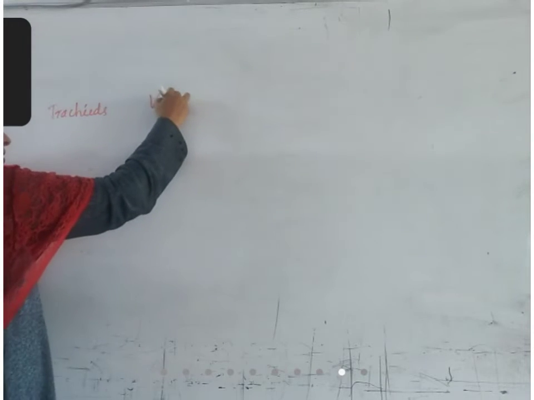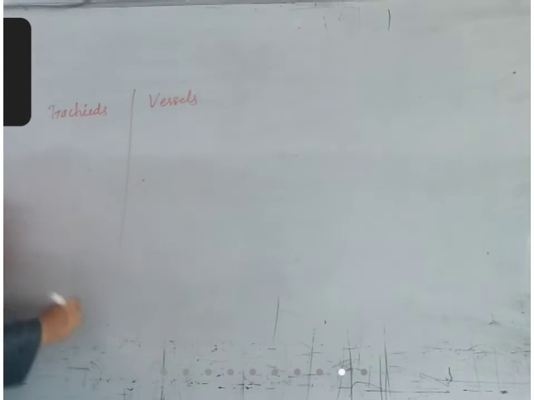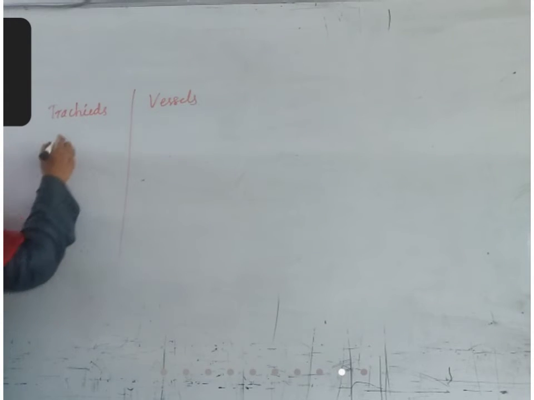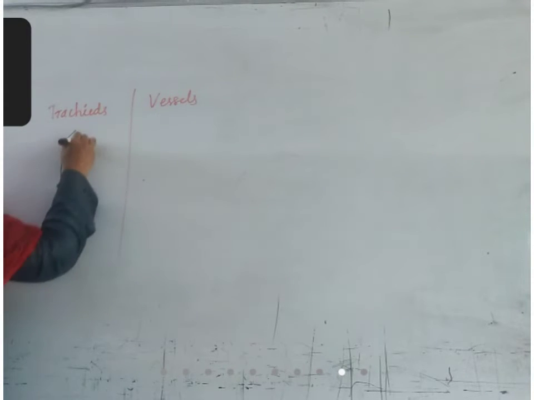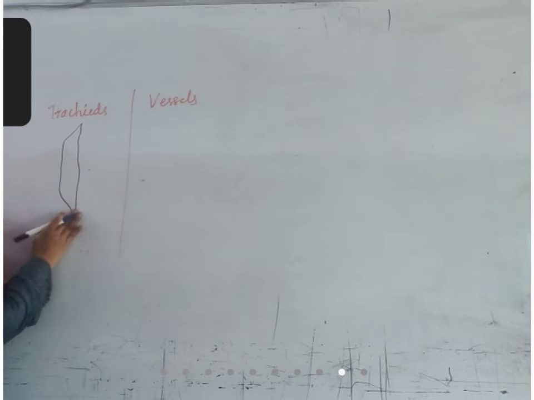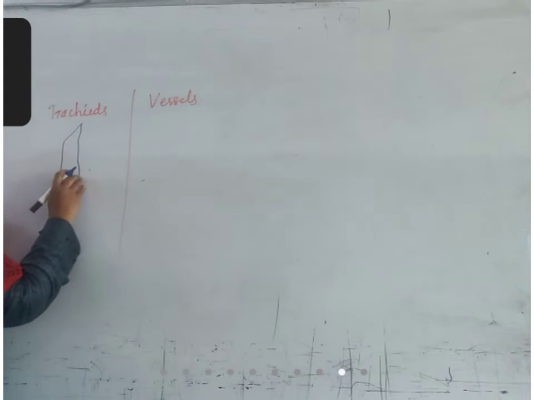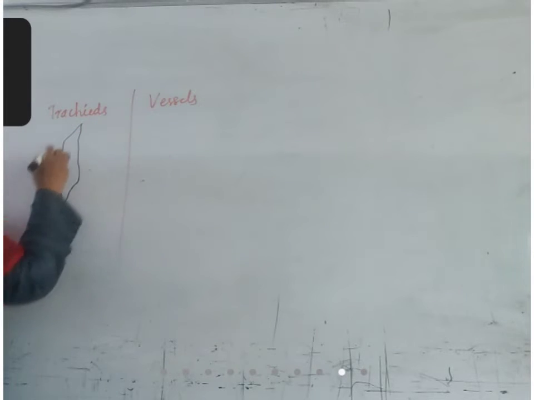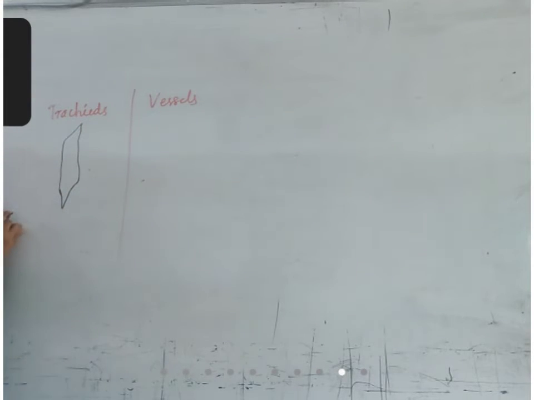Xylem tracheids, xylem vessels. Tracheids are long cells with tapering ends. That means pointed ends, either like this or like this. But they have pointed ends. There are no holes between cells. There is no plate in between cells.